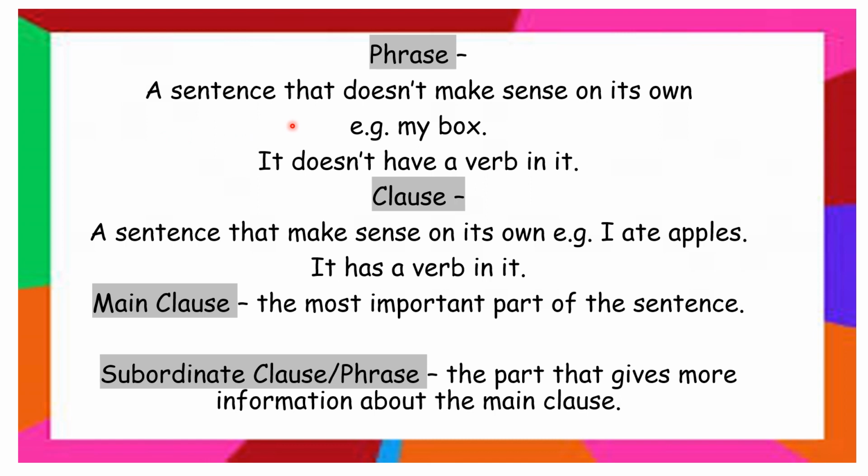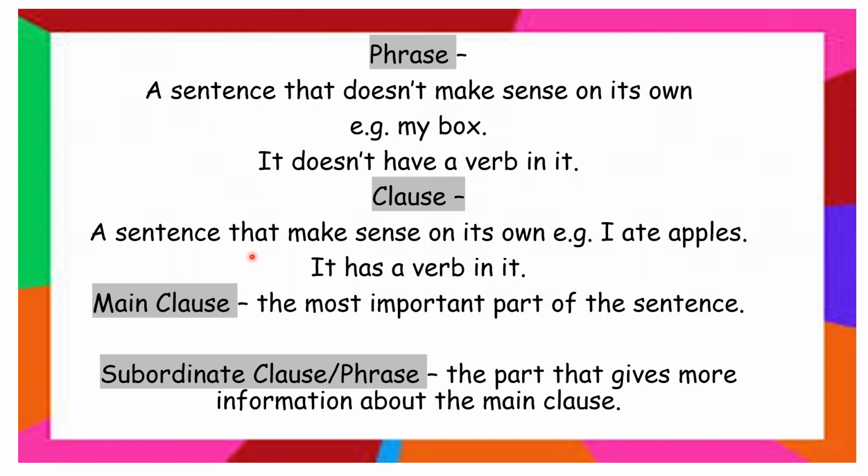Phrase: a group of words that doesn't make sense on its own. It doesn't have a verb in it. It cannot stand on its own. My box. Somebody walks into the room and just says, my box. You'll be wondering, your box, what happened to your box? What type of box is it? The person has not given any additional information. That is a phrase, my box. It doesn't have a verb in it.